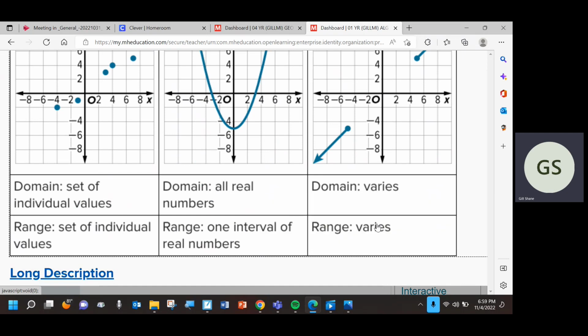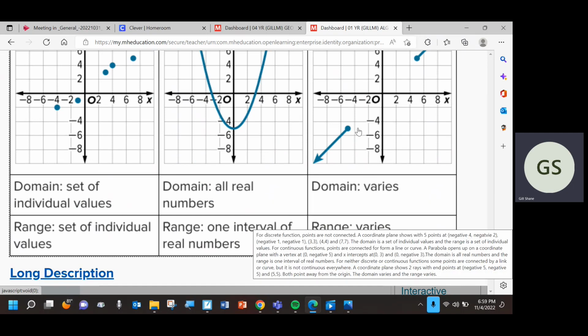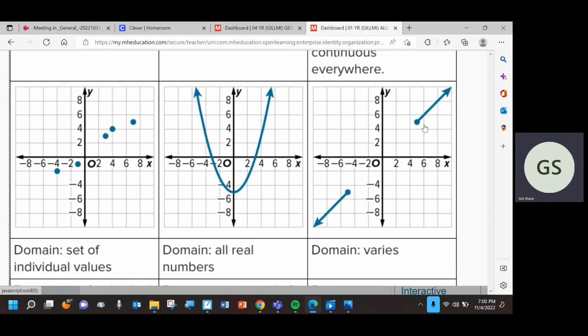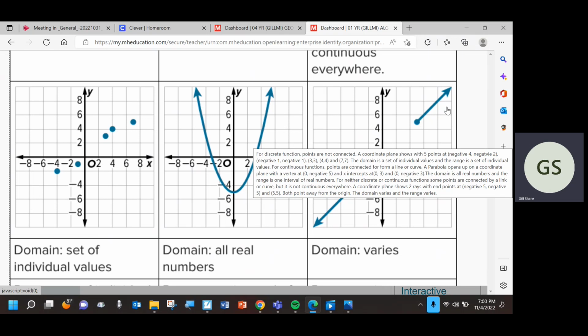And then for the domain and range, that varies. If you really wanted to get specific, you could say x could be less than about -5, because this line right here is directly underneath -5 for the domain. This line right here is directly above +5 for the domain. So you could say x could be less than or equal to -5 or greater than or equal to +5. That would be the domain.